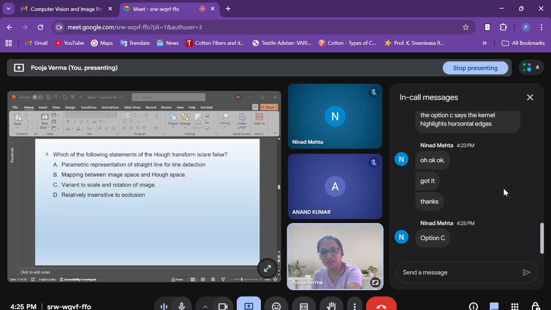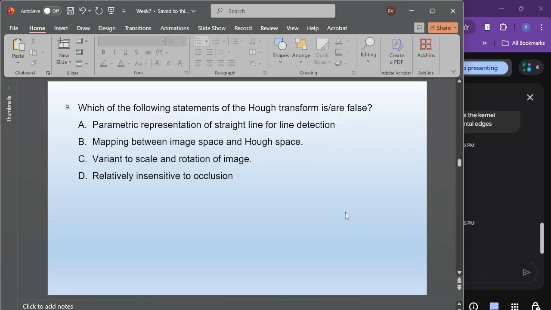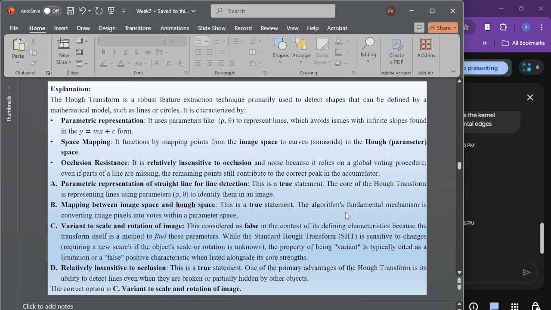Okay, option C, variant to scale and rotation of the image. Got it. So here we will discuss the detailed explanation.